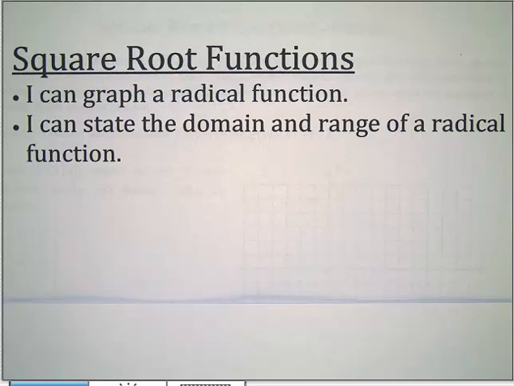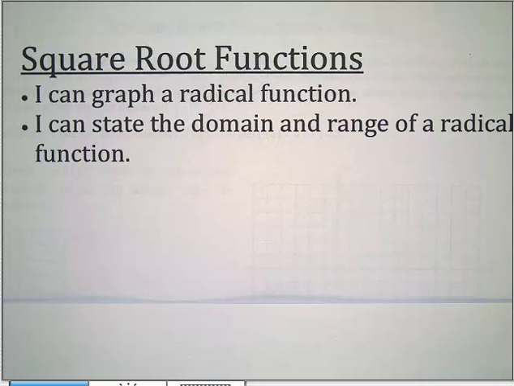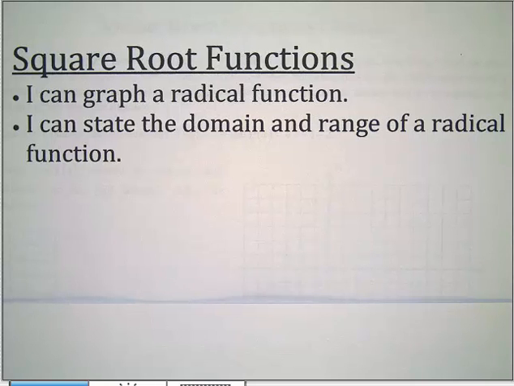Today's lesson is on square root functions. At the end of this lesson, you should be able to graph a radical function and state the domain and range of the radical function.